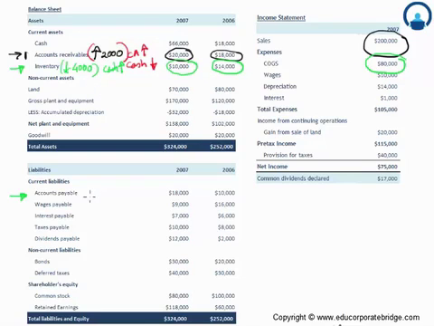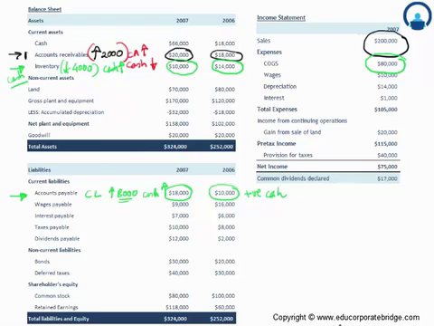Likewise, let's look at accounts payable. This is current liabilities, and what we note here is that current liabilities have increased from 10,000 to 18,000. So there's an increase of 8,000 during the year. If current liabilities increase, we know that cash would have come into the system. So this also has a positive cash impact. Inventory also has a positive cash impact.